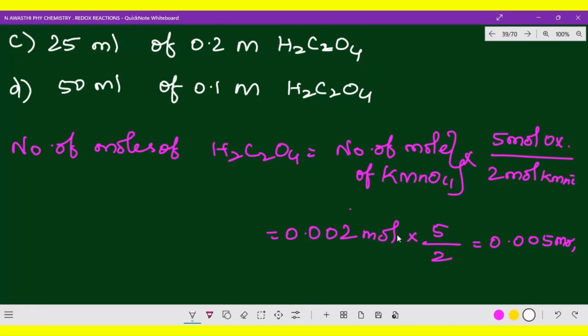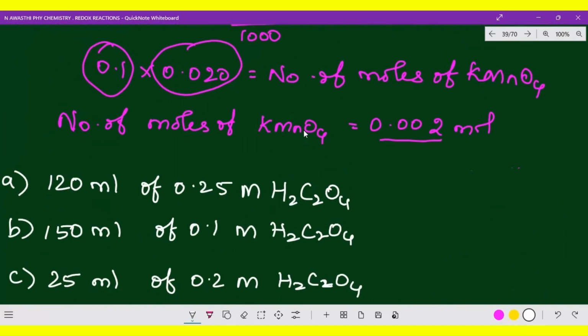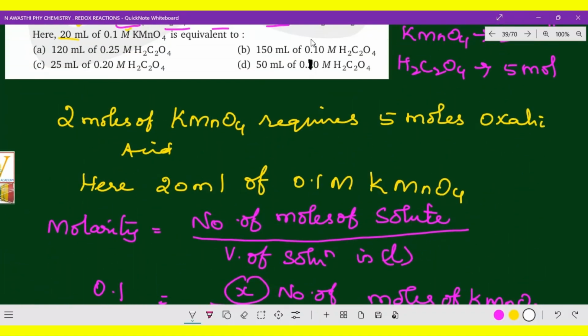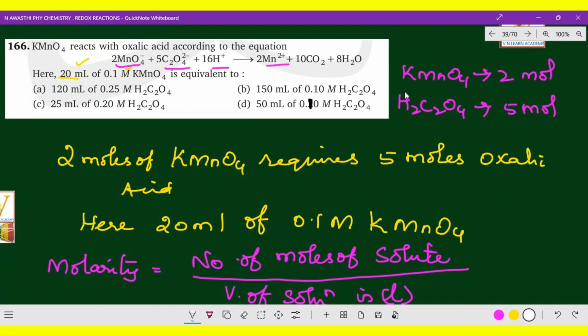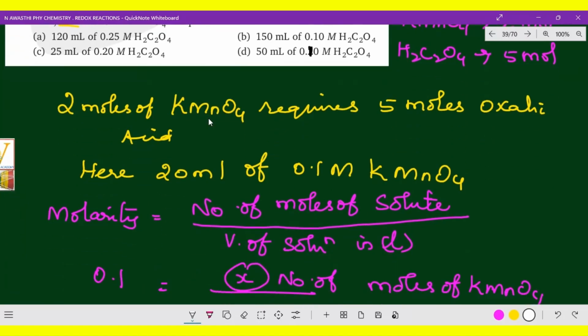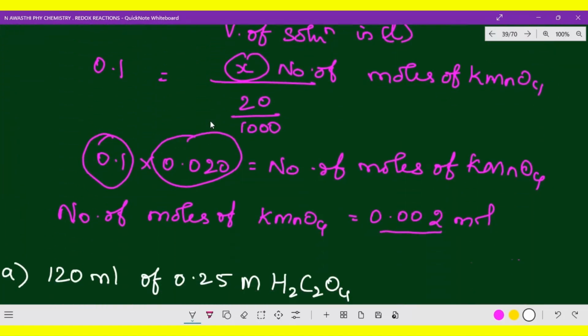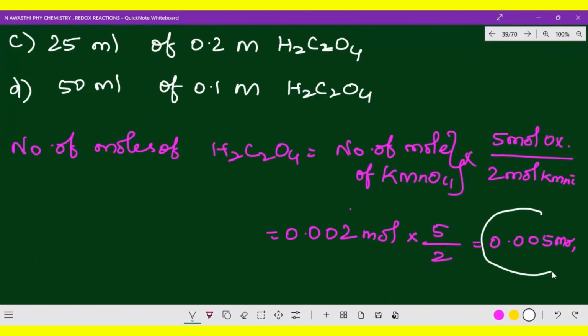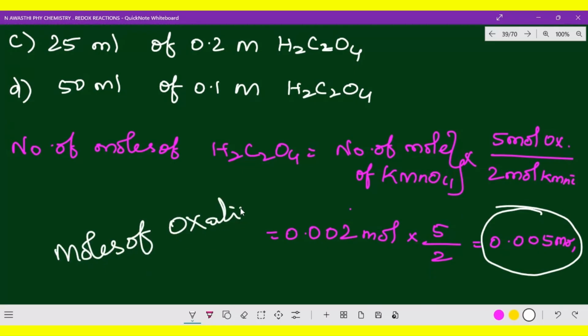I hope you got the clarity. How do we bring this answer? First and foremost, we have to see the number of moles of KMnO4 and then the mole ratio of the equation: how many moles are required for how many moles to oxidize, and we check according to that for the equivalent option. So here 0.005 only should be the answer, that is the moles of oxalic acid. You're getting 0.005 moles.